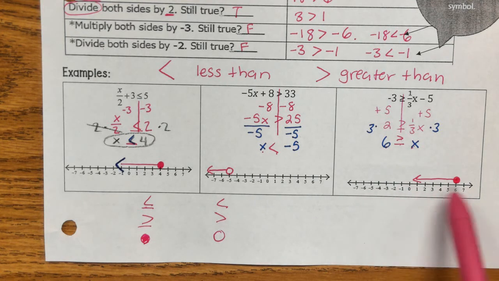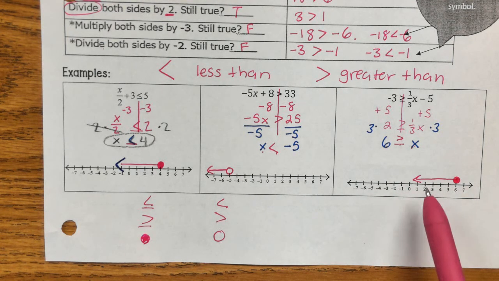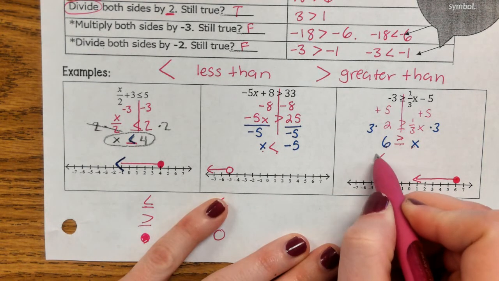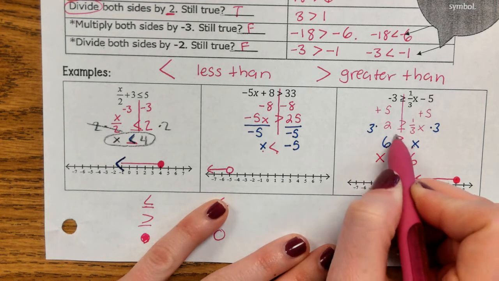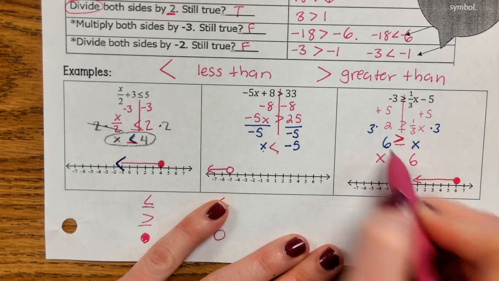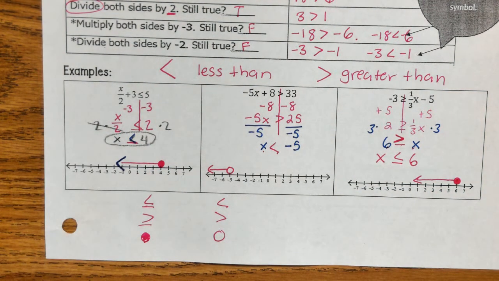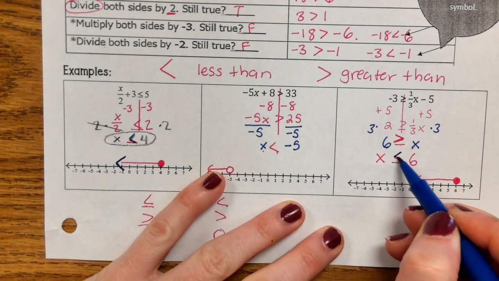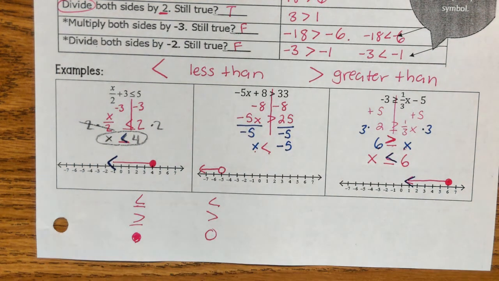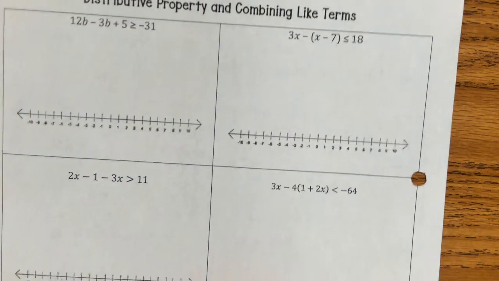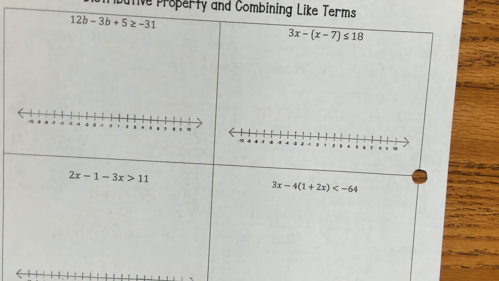The arrow goes to the left. You can't do your arrow trick because x is not written first. If you want to turn around and write x first, then the inequality sign faces the 6, so you've got to flip it around and face the 6. And then your arrow trick works. X is less than 6, arrow to the left. Questions? All right, flip it over, try some more.